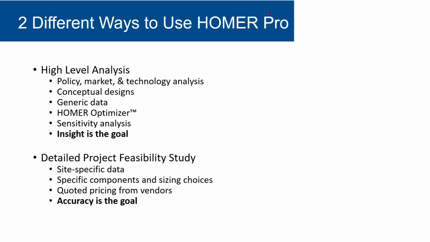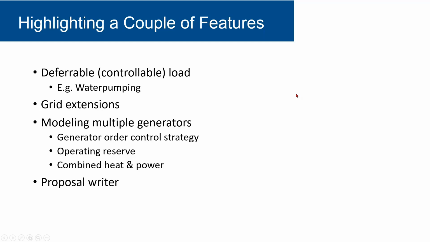So now I'm going to give a demonstration of just a couple of features that I think get overlooked a lot. We have this deferrable load module or controllable load. It's originally thought of for water pumping, but it could be ice making. It could be any kind of controllable load where you have some flexibility about when you meet the load. And what's really important in the energy access world is when does it make sense to extend the grid? Like, we could do this standalone system, but is that actually cheaper than just extending the grid? And so HOMER has that capability, and it's a little hidden, so I wanted to show off where that is.